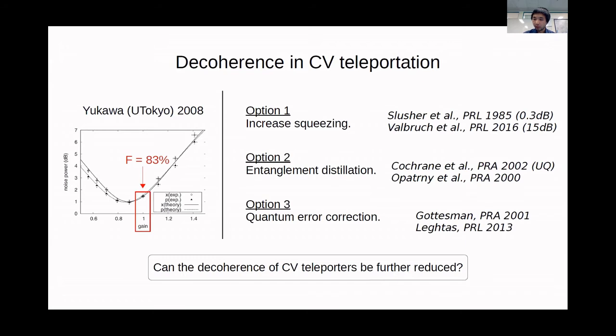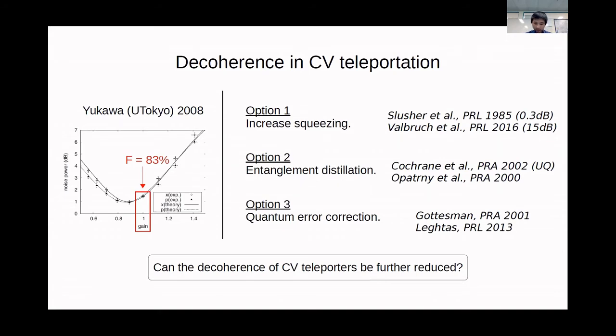According to Braunstein and Kimble, in order to increase the fidelity in CV teleportation, we must push the squeezing as close to infinity, but that is impossible. The first recorded squeezing was in 1985, and 40 years now, we've only got 15 dB of squeezing. The more squeezing we have, the harder it is to use it. So increasing squeezing in order to increase the fidelity of a CV teleporter is a difficult route.